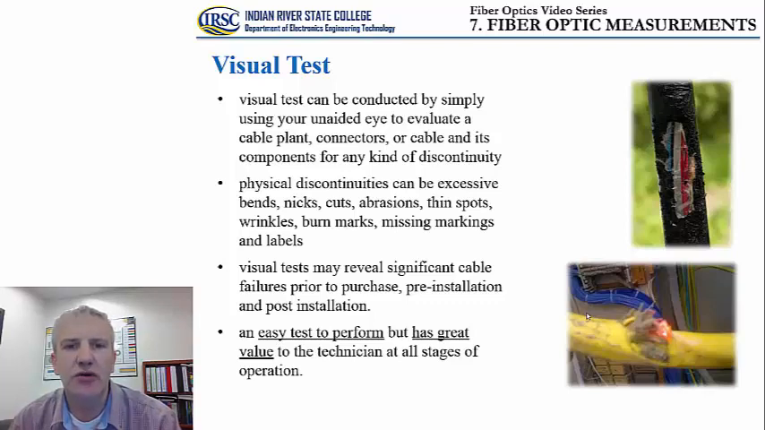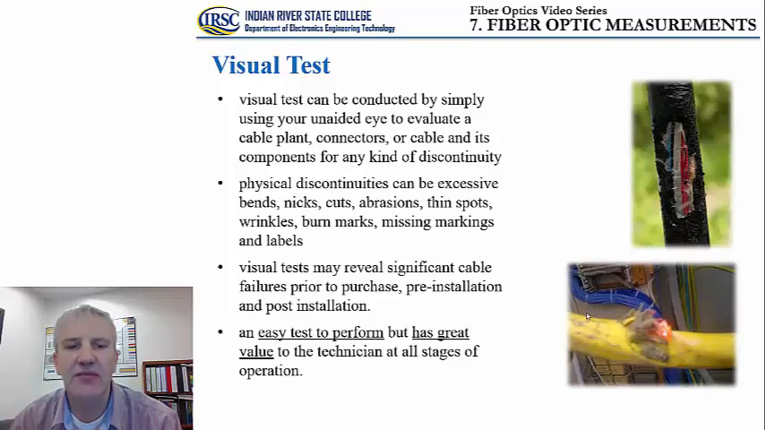A visual test can be conducted by simply using your unaided eye to evaluate the cable plant, connectors, cables, and components of the fiber optic link for any kind of discontinuity or damage. The physical discontinuities we are talking about here may be excessive bends, nicks, cuts, abrasions, thin spots, wrinkles, burn marks, and missing markings or labels. All those visual indications may provide very important information that can be used in troubleshooting, maintenance, and so on.